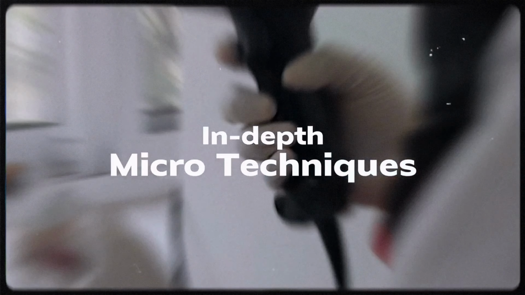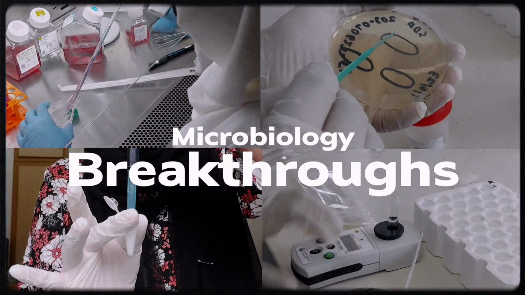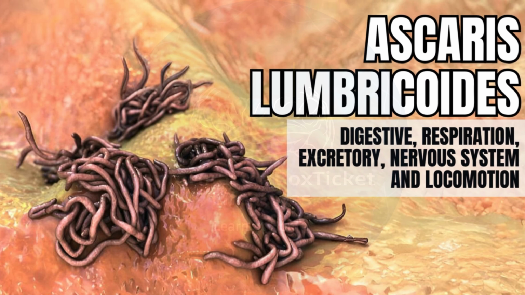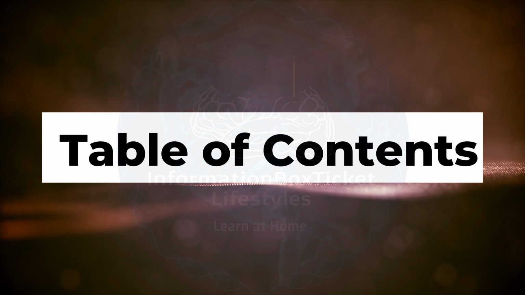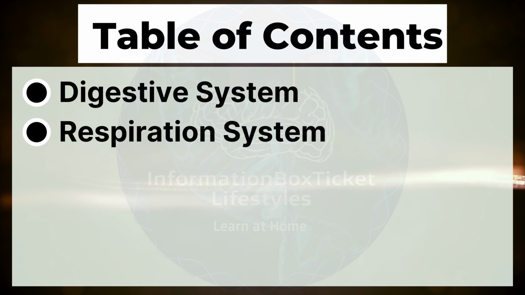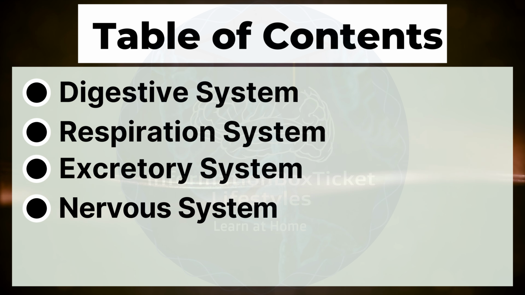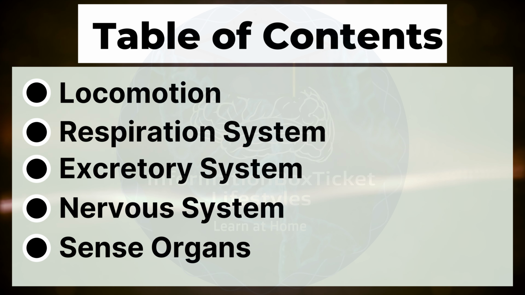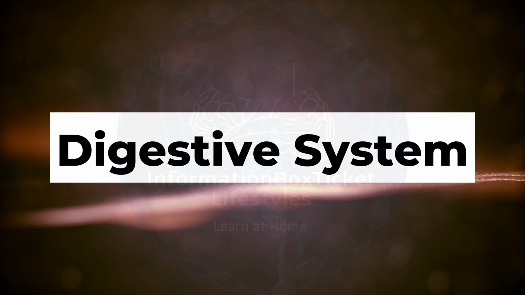Let's explore in-depth micro techniques and uncover groundbreaking insight together on this educational journey into the fascinating realms of microbes. Ascaris lumbricoides: digestive, respiration, excretory, nervous system, and locomotion. Table of contents: digestive system, respiration, excretory system, nervous system, sense organs of Ascaris lumbricoides, locomotion. Digestive system of Ascaris lumbricoides.